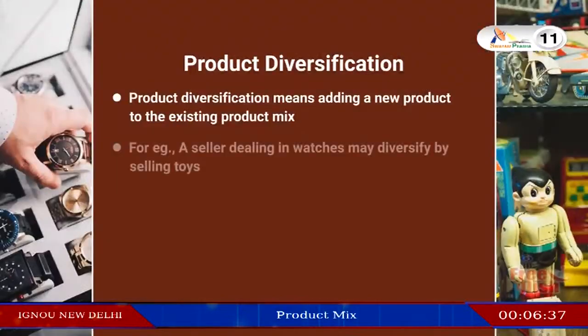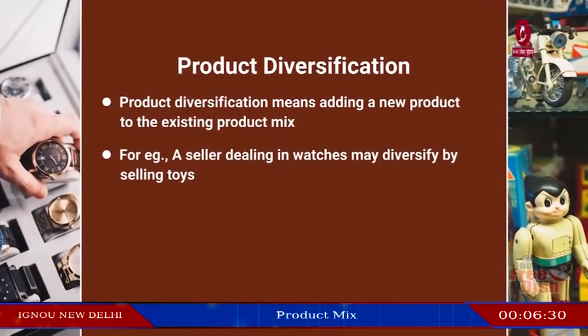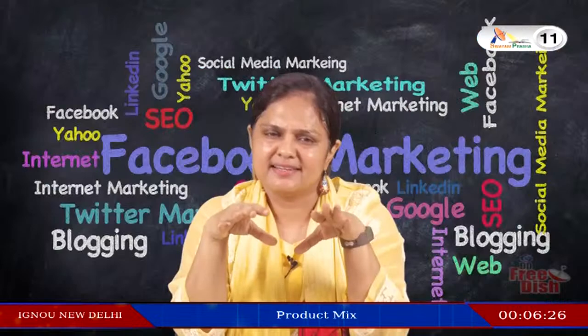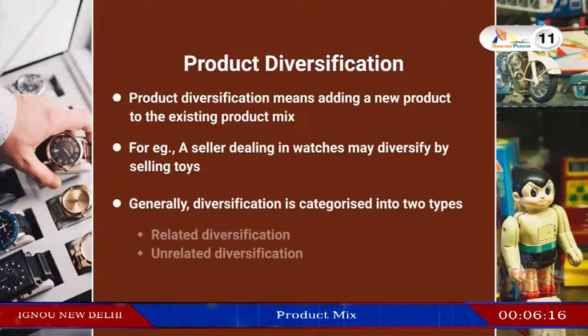For example, a seller dealing in watches may diversify by selling toys. It is not producing, it is not manufacturing, it is just selling. It is buying from somewhere and selling. So earlier maybe this seller decided to deal with watches. Now diversification can be related diversification, or unrelated diversification.